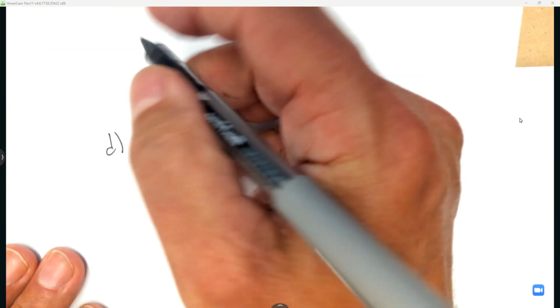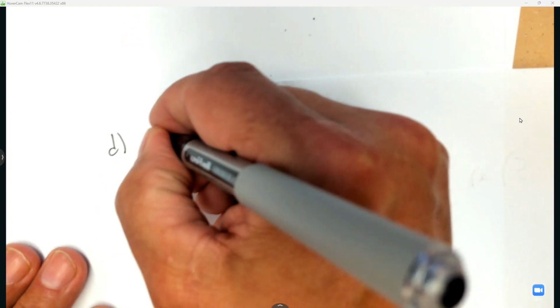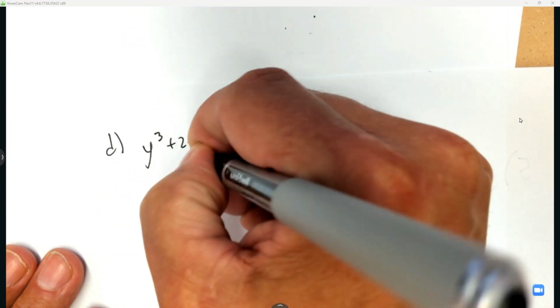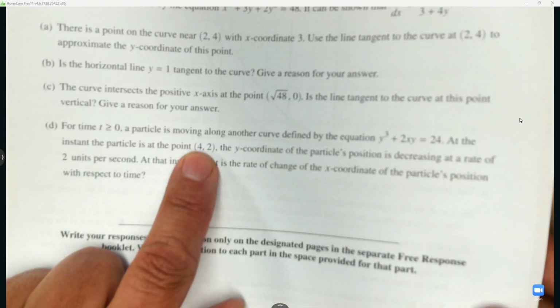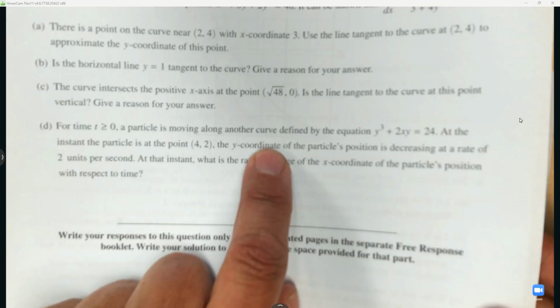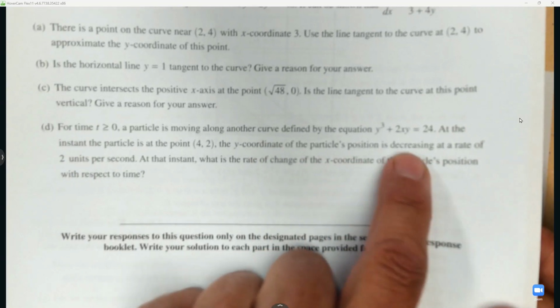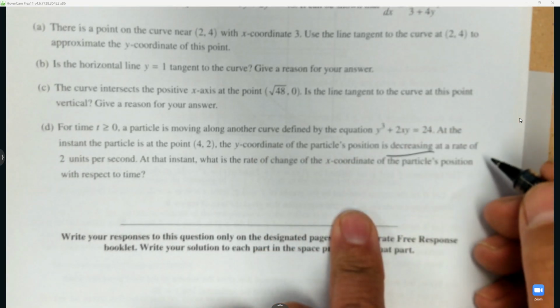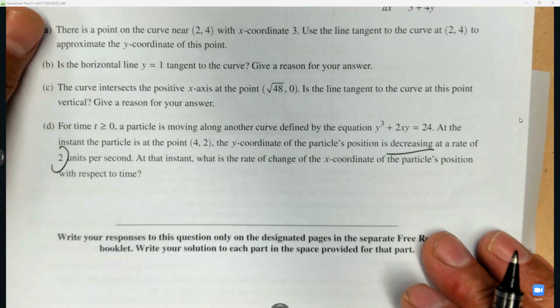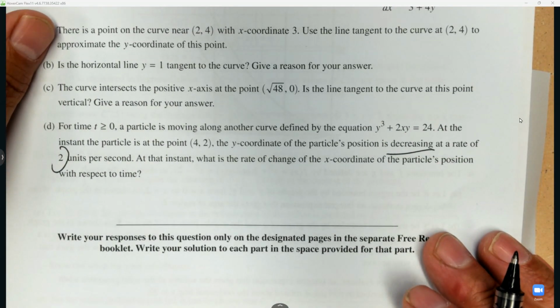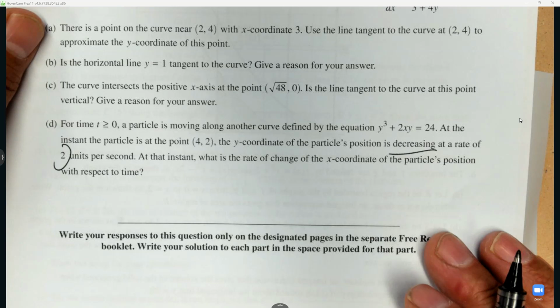So Part D, you're given an equation y cubed plus 2xy equals 24. And it says at the instant the point is (4, 2), the y coordinate of the particle's position is decreasing at a rate of 2 units per second. At that instant, what is the rate of change of the x coordinate with respect to time?